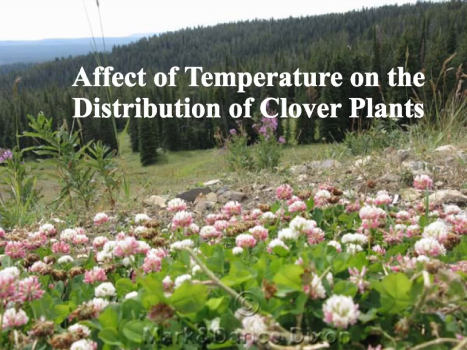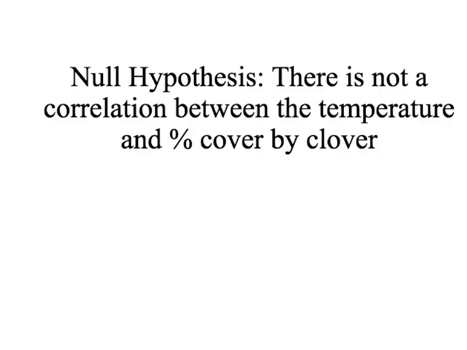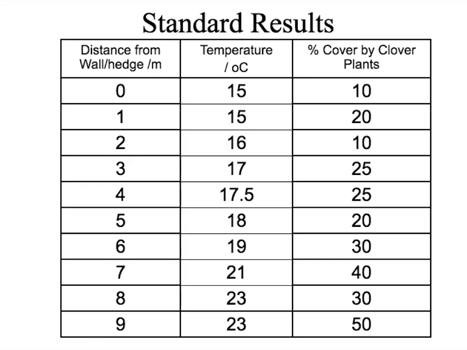So the example we're going to do is the effect of temperature on the distribution of clover plants. So our null hypothesis, we've got our two variables, which is temperature, and we're going to do percentage cover by clover. So there is not a correlation or relationship between the temperature and percentage cover by clover. So here are the results that were collected. The distance from the wall to the hedge, the temperature, and the percentage cover by clover plants.